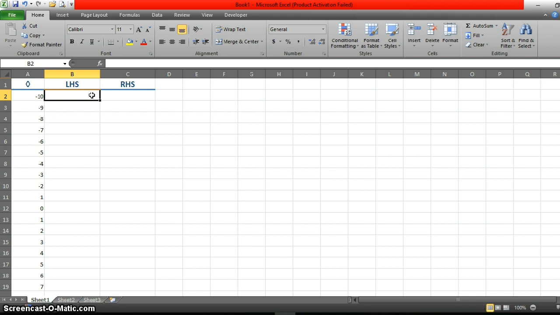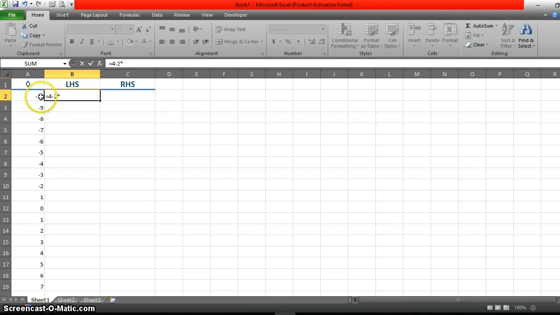So the left hand side is 4 minus 2 times rhombus. If you want to write the formula in Microsoft Excel, you must first type the equal sign like this, and then the equation 4 minus 2 times the rhombus.